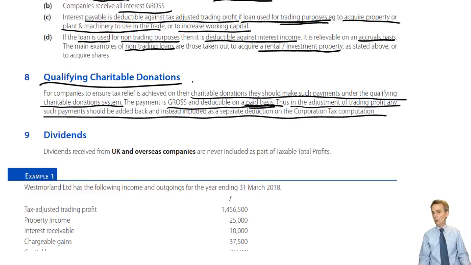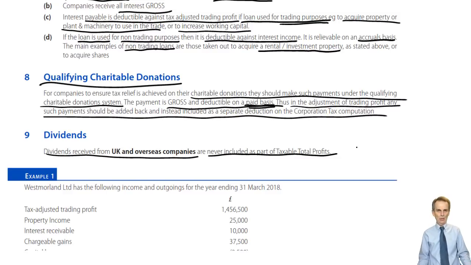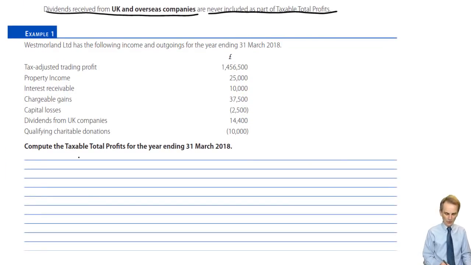Where is that deduction? Again, dare I need say it, against total profits. That's where you get the deduction. That's where you get your tax relief. Dividends, as by now we well know, received from either UK or overseas companies are never included as part of our TTP. They are exempt.